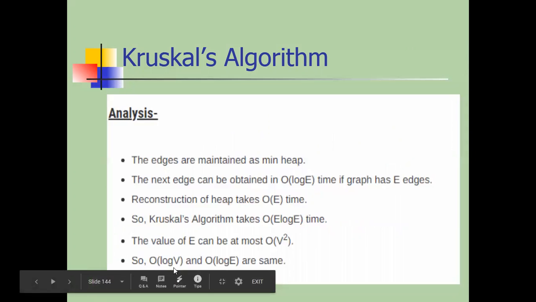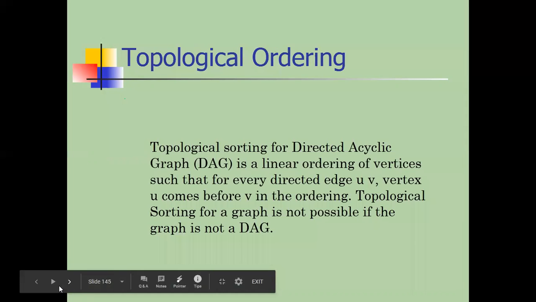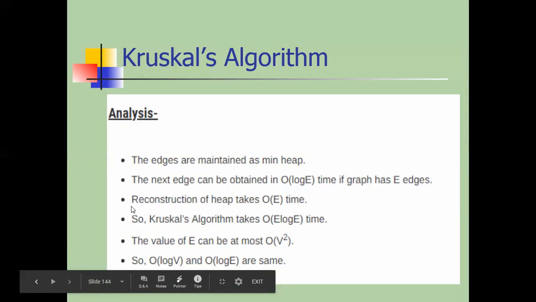And so the big O, finally log V and log E are the same value, meaning we can consider it as log V, or log E here. So likewise the Kruskal algorithm is formed. I hope everyone is clear now on the Kruskal algorithm also.